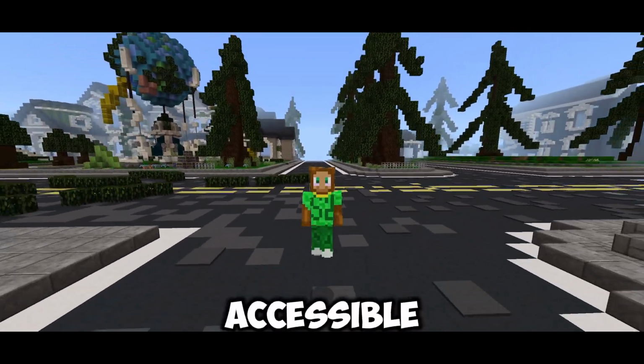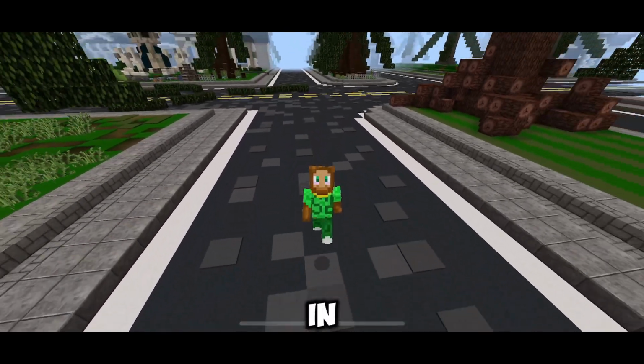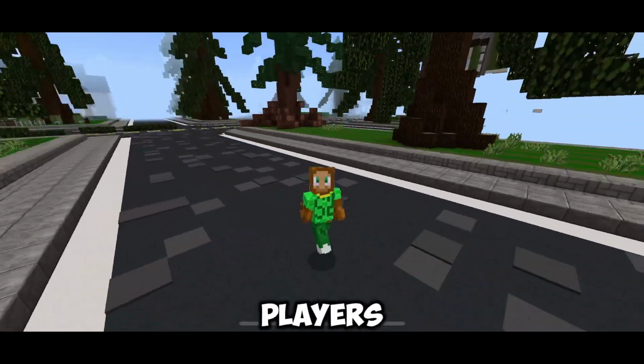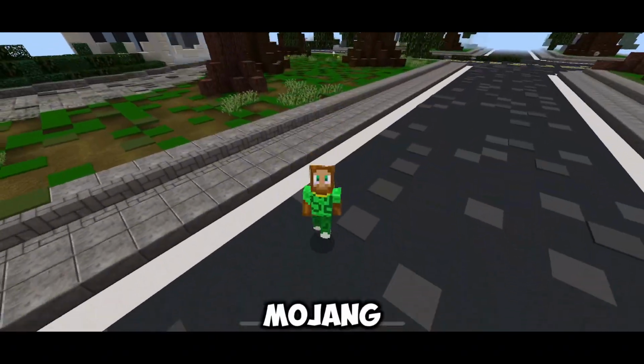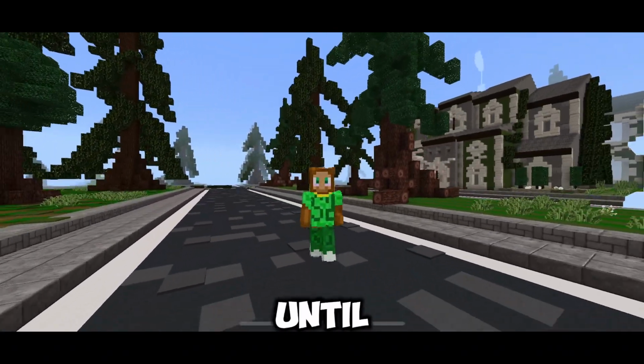Why is the nether roof accessible in Minecraft Java Edition but not in Bedrock? Is the question that Bedrock players have been asking for years. And Mojang has been very secretive about this, until now.